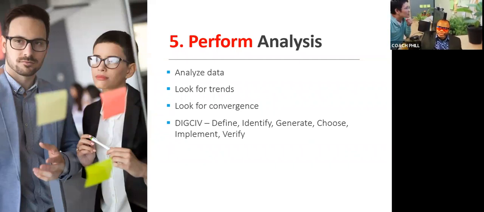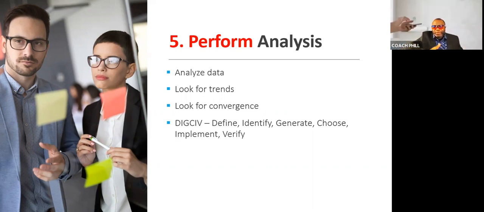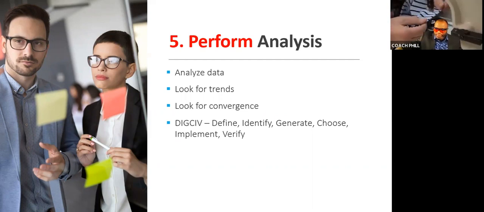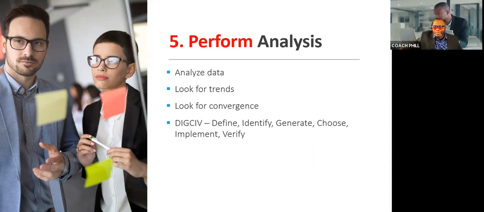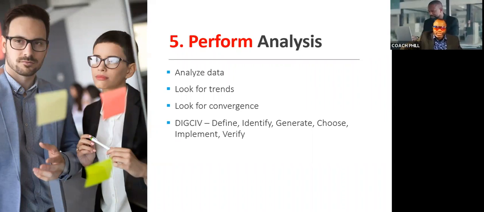Analyze the data, look for trends, look for convergence, look for parallels, look for places where you converge in agreements. And you could actually use the DIGCIV concept. So we define the problem, we identify the root cause, we generate alternatives, and then we choose the best alternative. So in step 5, this is really where you do the choosing. The define, identify, and generate, those are pretty much done in step 4. The choosing is going to be done in step 5. So you're going to choose the best ideas.